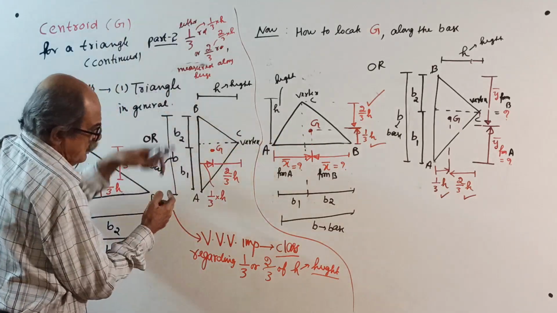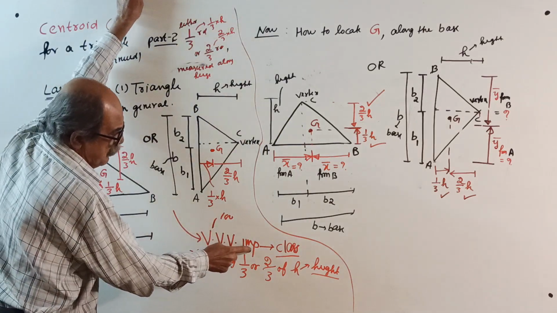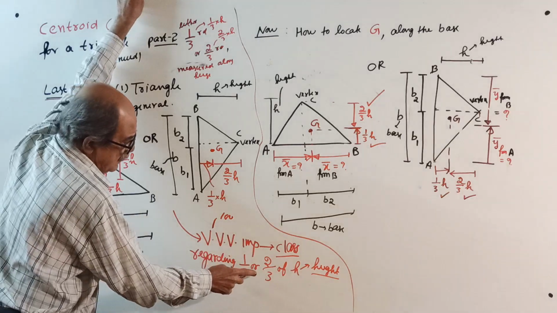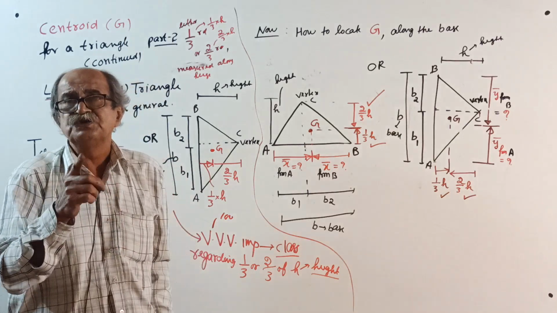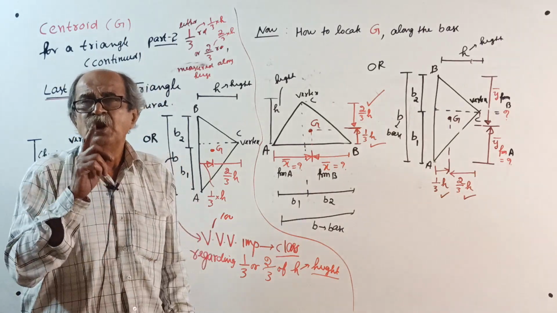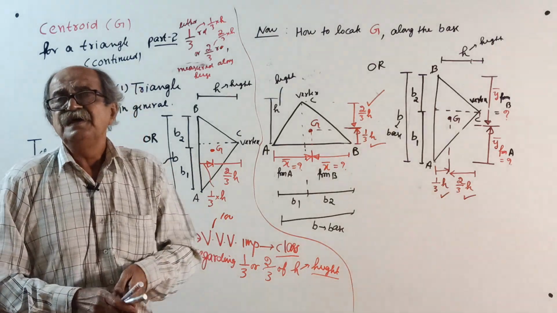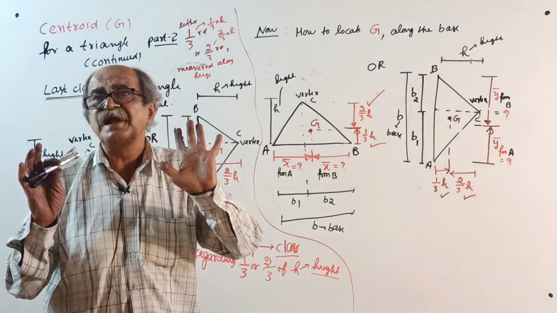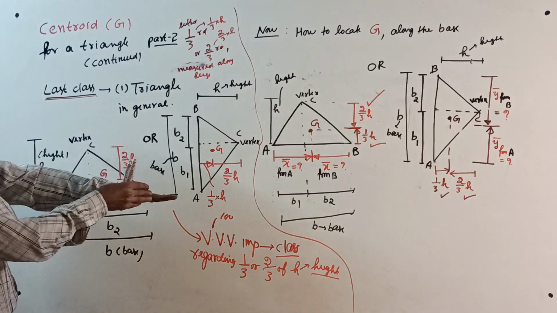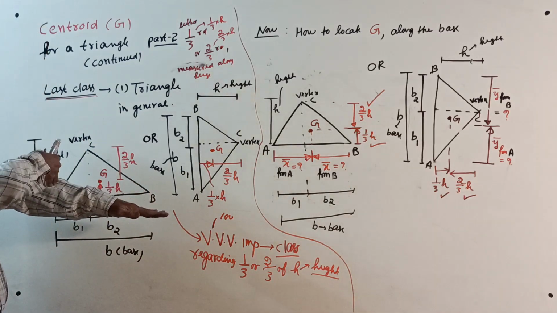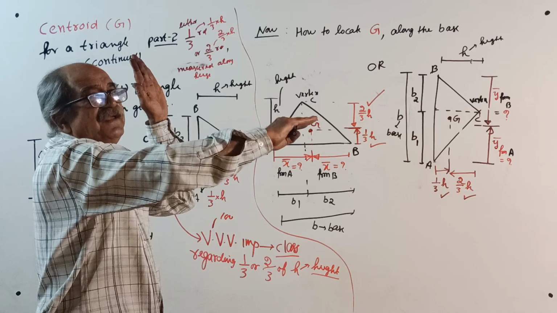Now I will tell you, you write it 100 times. This is a very, very, very important class regarding 1/3 or 2/3. You have to use 1/3 or 2/3 only when you measure along the height. For that, a base and height should be defined. Here, if you call this the base, the height is defined. Same way here, if you call this the base, the height is defined.